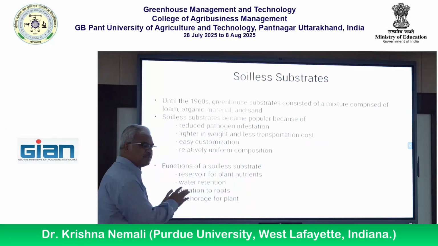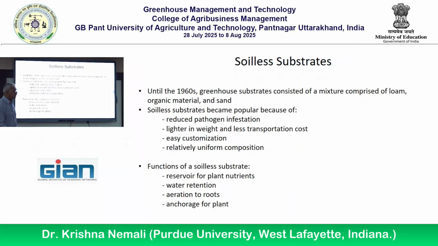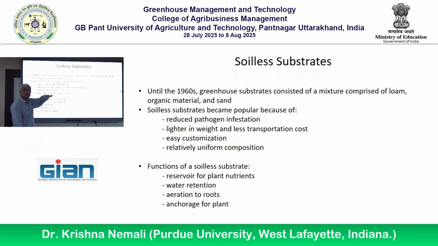So here is some just fundamental information, easy to read. The thing I want you to remember is that until the 1960s, in greenhouses we were using regular soil. Because around 1955-56 is when the soilless substrate started to become available. Some research was happening in the United States. But until the 60s, people were using simply soil.